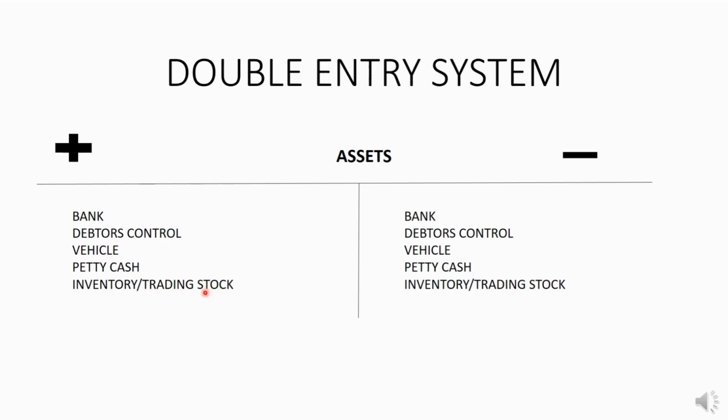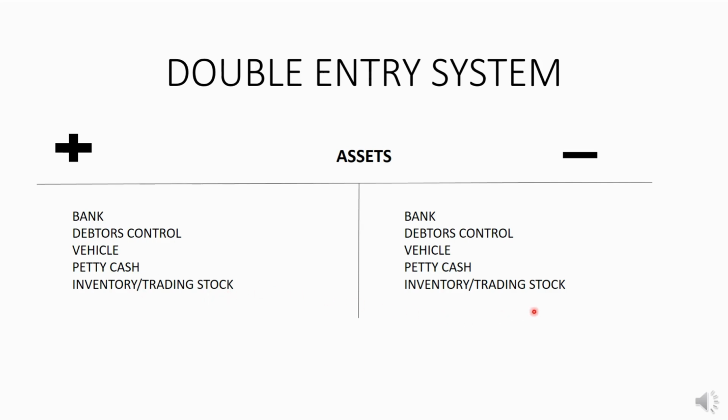Whenever we are buying goods for trading purposes, our trading stock increases, or the value or quantity of our trading stock is increasing. So you'll debit trading stock and you'll credit bank if those goods were bought on cash. That is why you will find trading stock being debited.